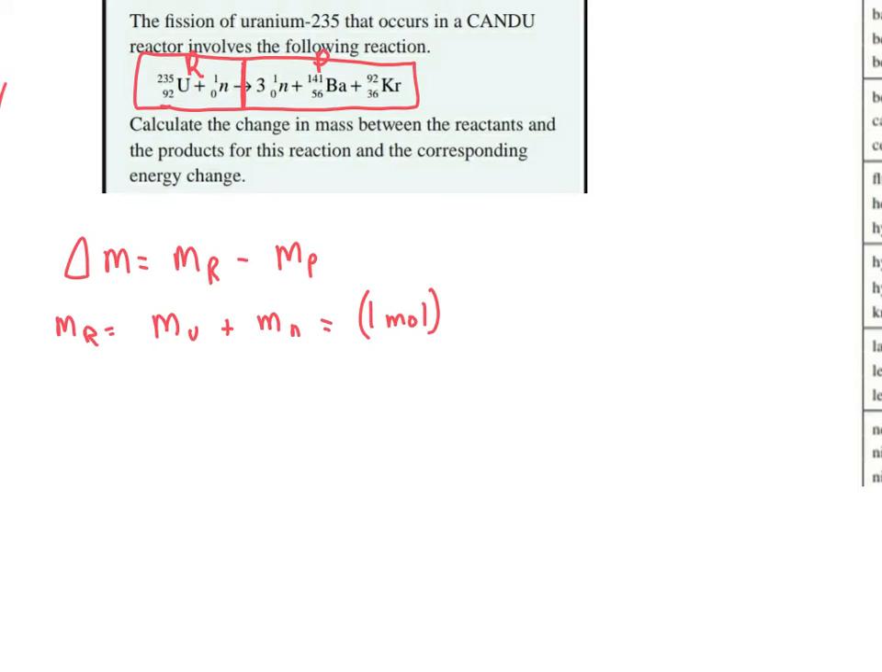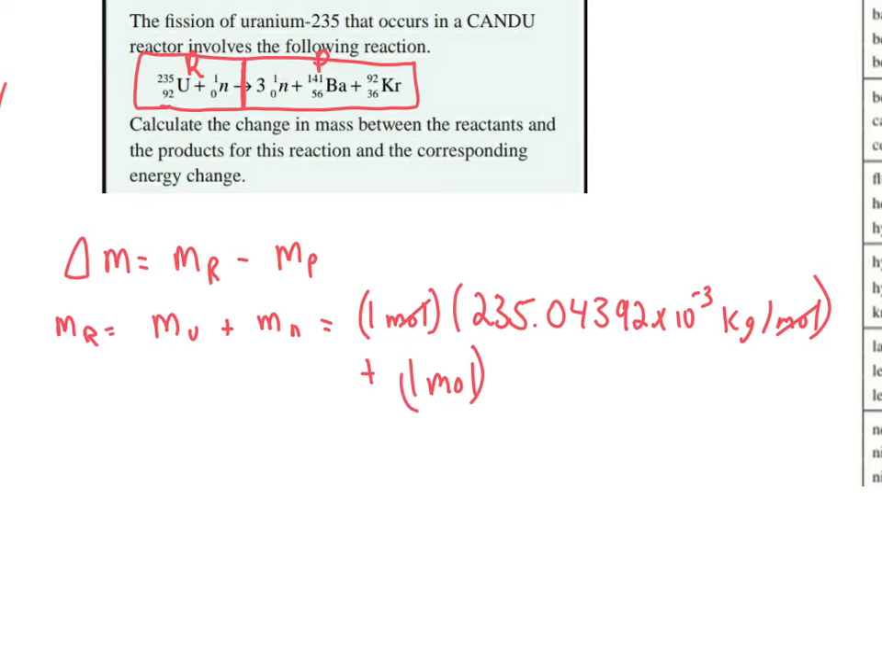And so we have 1 mole multiplied by that 235.0439 times 10 to the negative 3 kilograms per mole. So moles will cancel out here, and you'll see we'll be left with kilograms. Now that's just the mass of the uranium. We also need to add to that the mass of that 1 neutron. So there's 1 mole of that neutron, and then we're going to times that by the mass of a neutron.